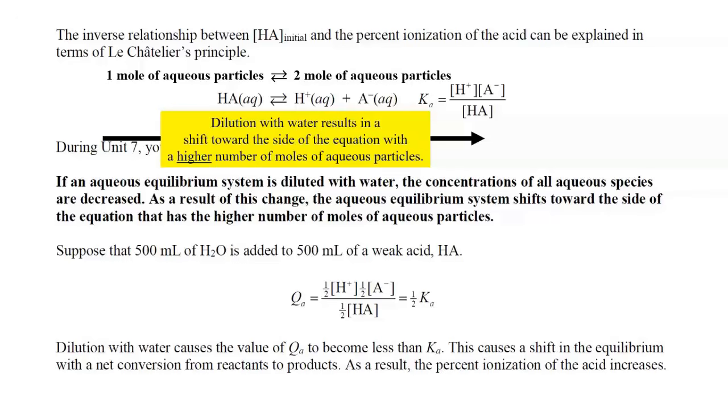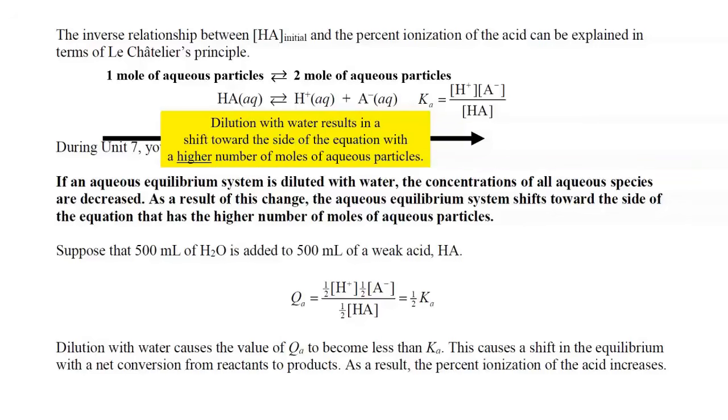So this causes a shift. When Q is less than K, there is a net conversion from reactants to products, from left to right. So as a result, when Q is less than K, and that shift occurs from left to right, the percent ionization of the acid increases. So again, we can use Le Châtelier's principle to explain why, when you dilute a weak acid, you increase the percent ionization of the acid.